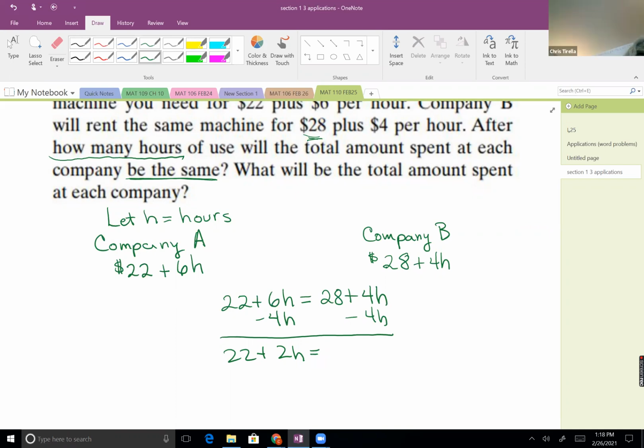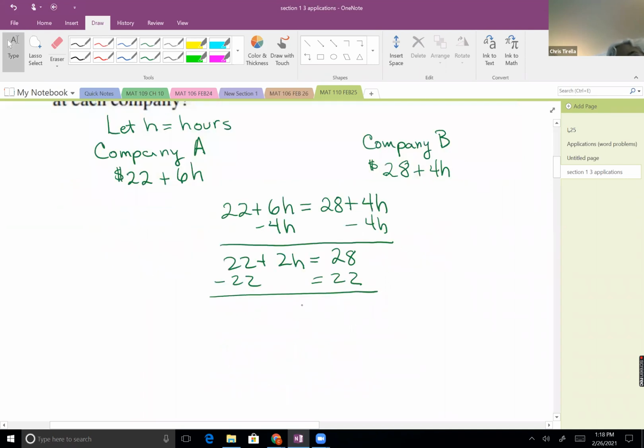So that gives me 22 plus 2H is equal to 28. Then we want to get the H alone. We'll subtract 22 from both sides, giving me 2H equals 6. And dividing by 2, I'll get H equals 3 hours.